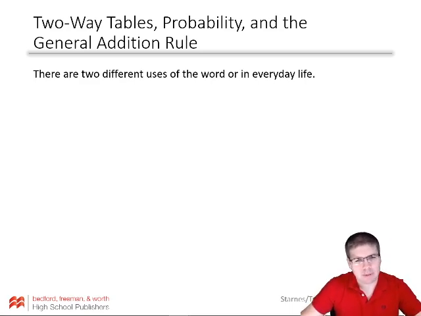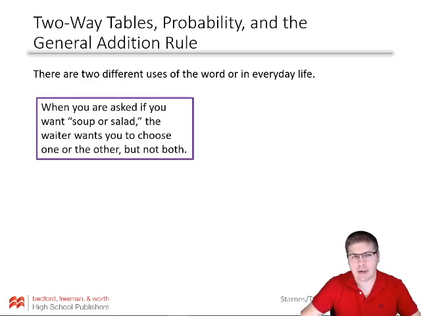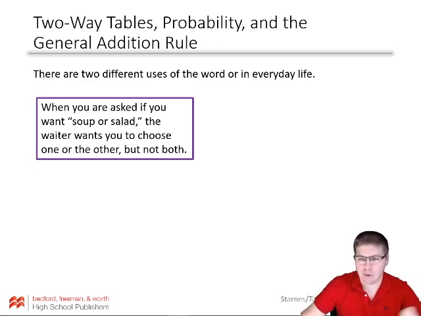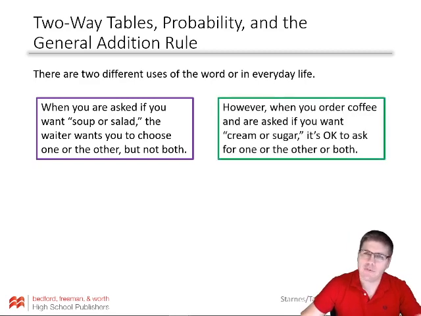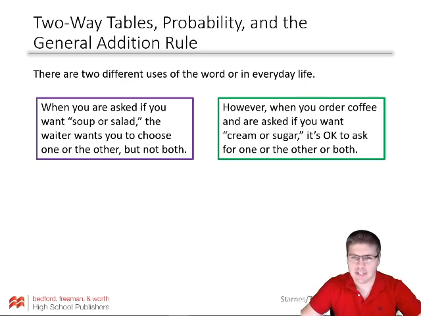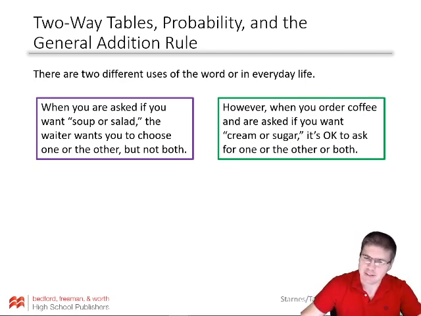When we say or, sometimes in everyday life, there are two different meanings. There's two different types of ors. There's the or where, if you're at a restaurant, the waiter asks you if you want soup or salad. You have to pick one or the other. That's an exclusive or. It's either or, but not both. There's also this or of, do you want cream or sugar with your coffee, and in that case, it's okay to say both. So if the waiter asks you for soup or salad, you can't say, sure, both of those. You have to pick one or the other.